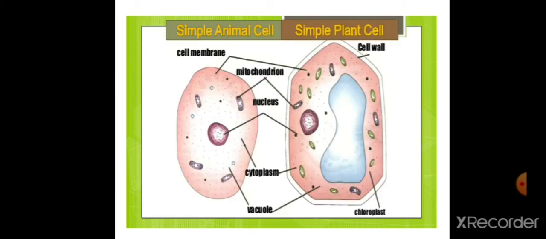Let us just quickly revise the structure of a plant and an animal cell. Firstly, look at the animal cell. It has a cell membrane, mitochondria, nucleus, cytoplasm and vacuole, which is similar to the plant cell. The plant cell also has a cell membrane, mitochondria, nucleus, cytoplasm, and this blue colored thing is the vacuole. What extra organelles are present in the plant cell? They are the cell wall and chloroplast.